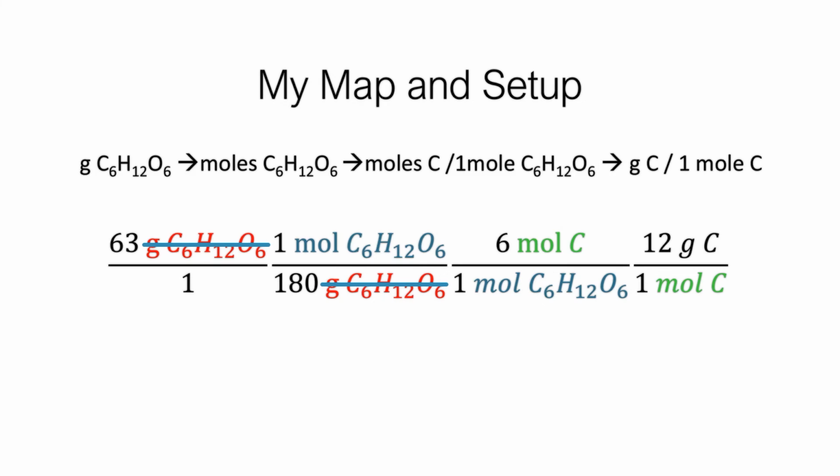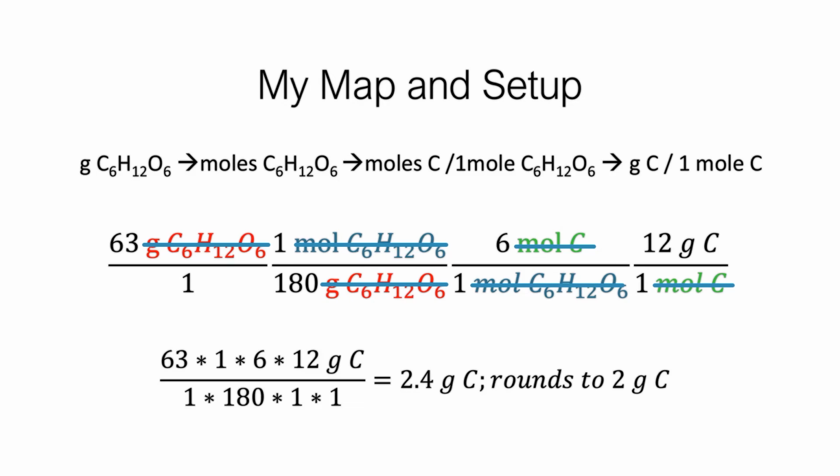Notice, grams glucose, C6H12O6, on the top of my first fraction cancels with grams glucose on the bottom of the second fraction. Moles glucose on the top of the second fraction cancels with moles glucose on the bottom of the third fraction. And finally, moles carbon on the top of the third fraction cancels with moles carbon on the bottom of the fourth. This leaves only grams carbon, which is what we were after.